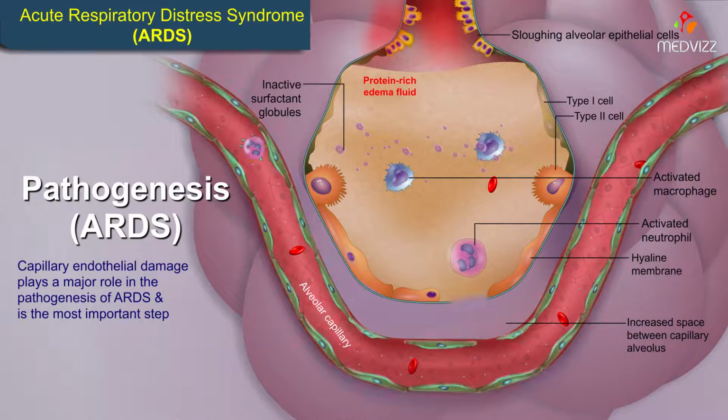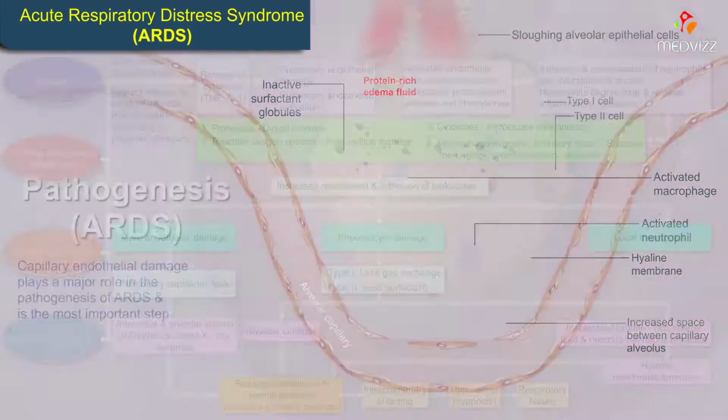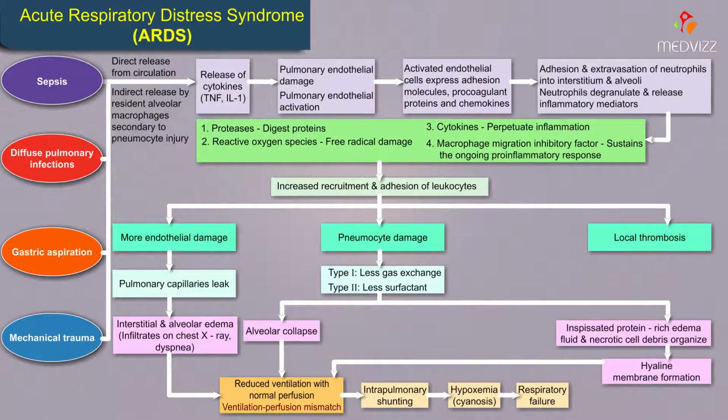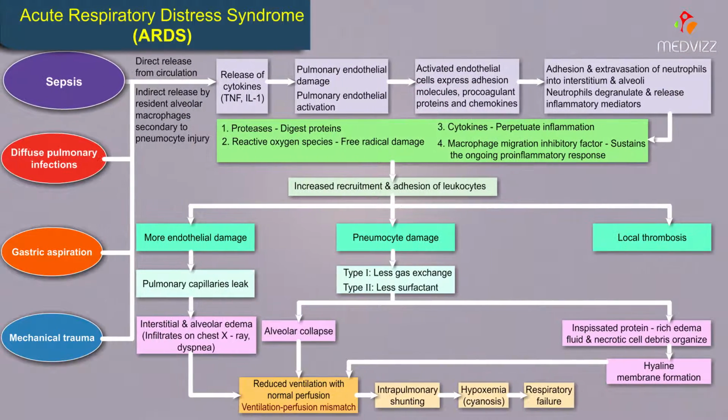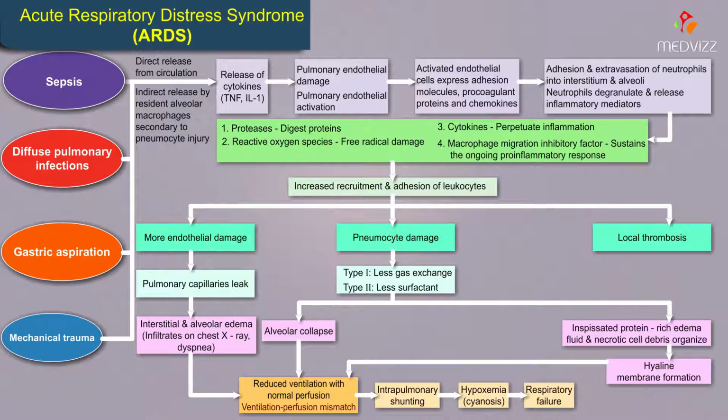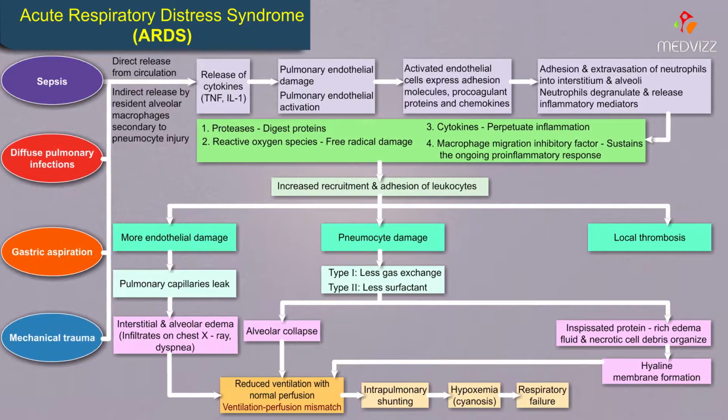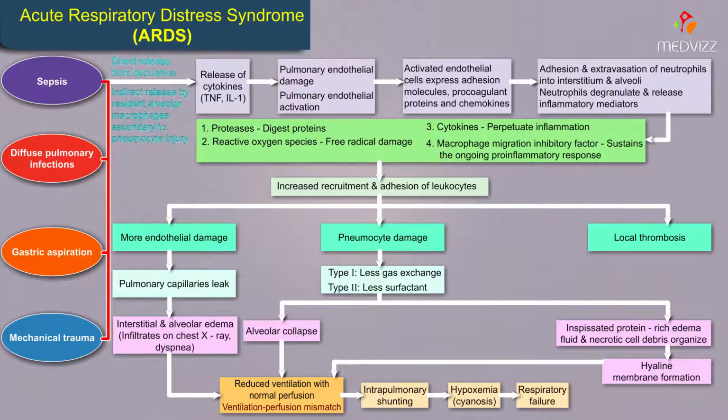Pathogenesis of ARDS. Capillary endothelial damage plays a major role in the pathogenesis of ARDS and is the most important step. A tabular formulation of this mechanism includes sepsis, diffuse pulmonary infections, gastric aspiration, mechanical trauma all cause a direct release from the circulation or an indirect release by resident alveolar macrophages secondary to pneumocyte injury of cytokines. These include TNF and IL-1.